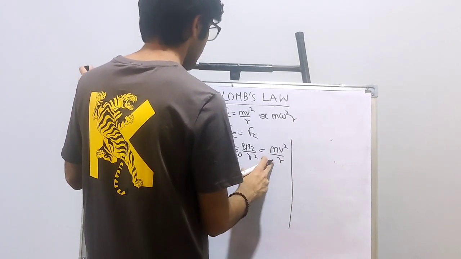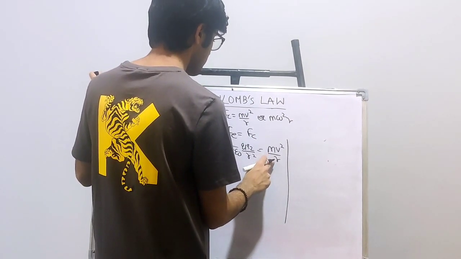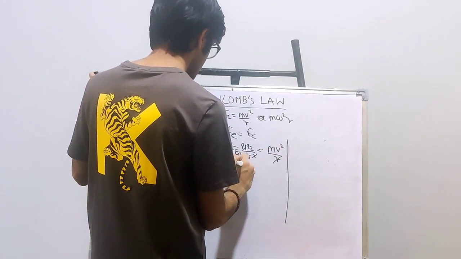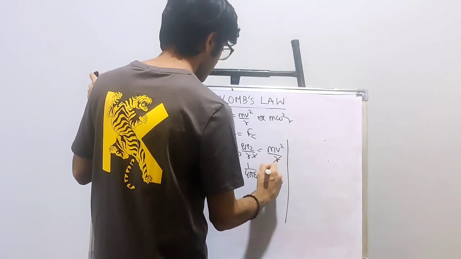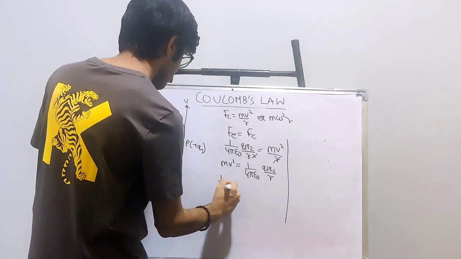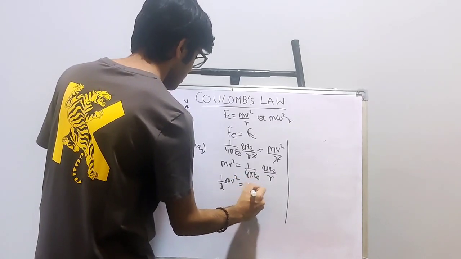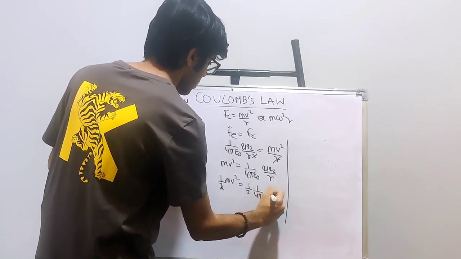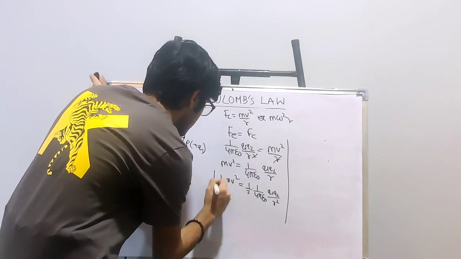Suppose we were to calculate the kinetic energy. The kinetic energy formula is half mv squared. First we need to eliminate r from here. We can see that r and r get cancelled. So mv squared is 1 upon 4 pi epsilon naught q1 q2 over r, and we bring the half in here, multiplying half to both sides. We get 1 by 2 times 1 by 4 pi epsilon naught q1 q2 upon r. So this will be the kinetic energy.